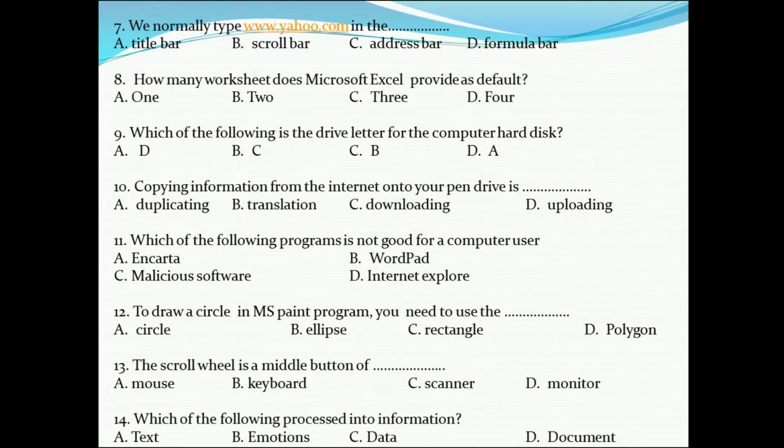Question 10. Copying information from the internet onto your pen drive is dash. A. Duplicating. B. Translation. C. Downloading. Then D. Uploading.